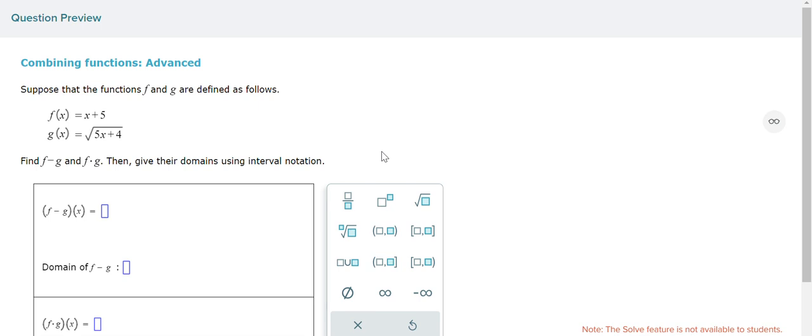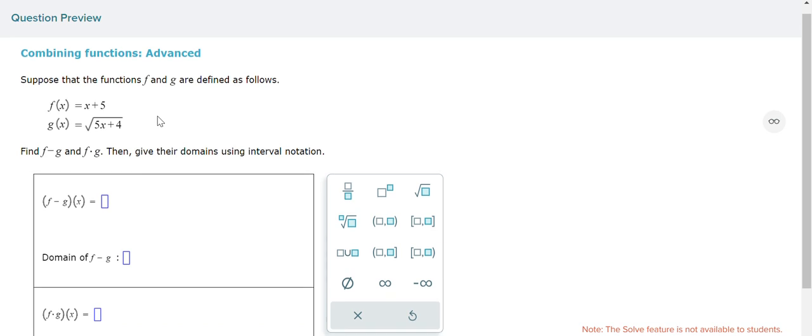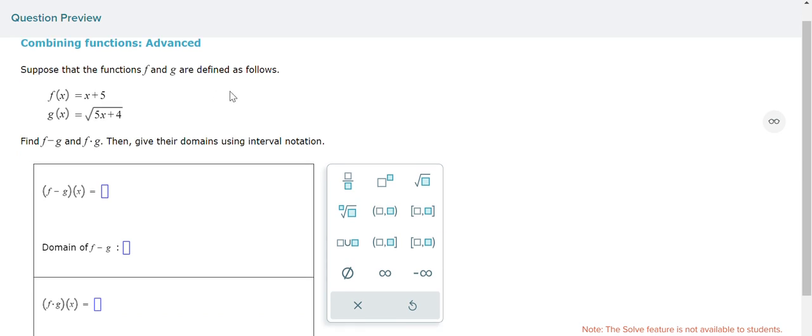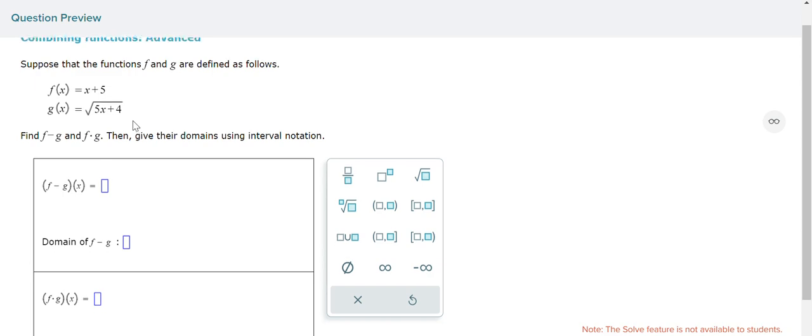We are back for the second video, and we are starting at problem 6 of exam 2 prep. This says combining functions advanced. It says suppose that the functions f and g are defined as follows. We have f of x is equal to x plus 5, a nice linear equation, and then g of x is equal to the square root of 5x plus 4.